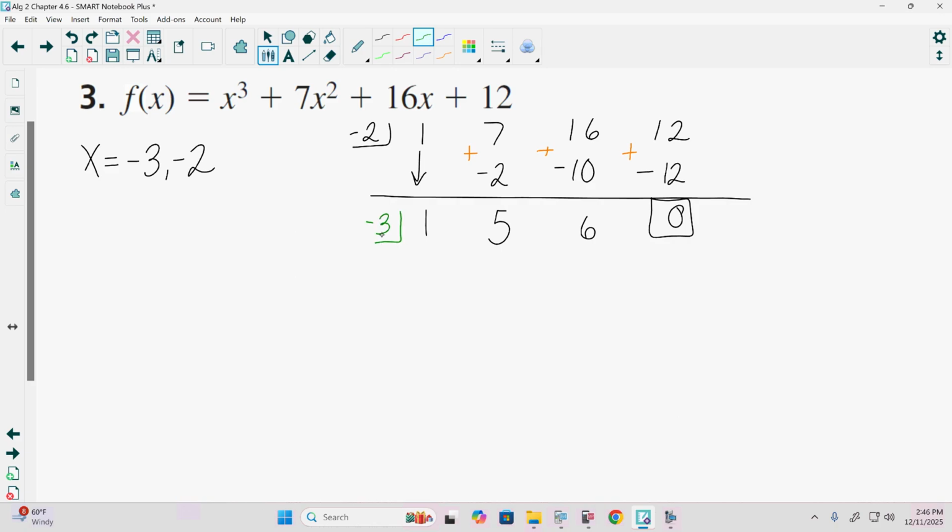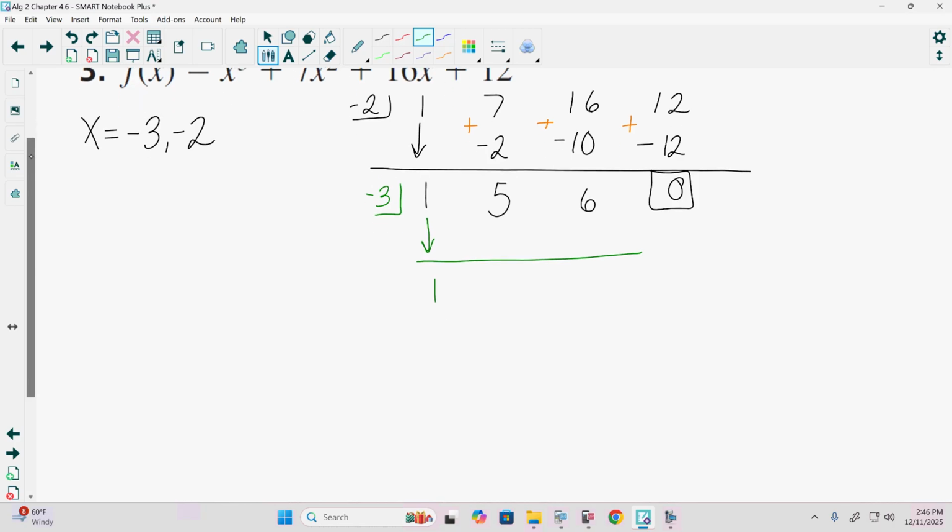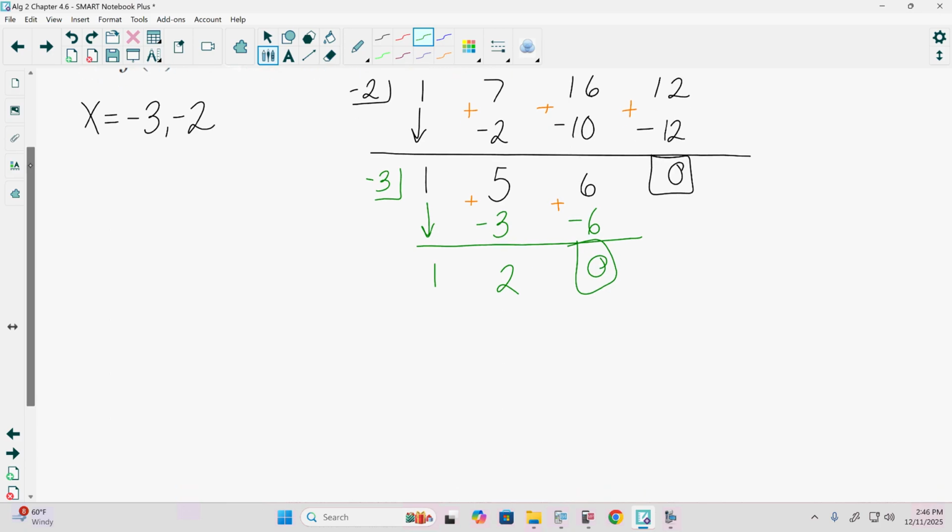And at this point here, we can use -3 and do it again. Now, -3 times 1 is -3. 5 plus -3 is 2. -3 times 2 is -6. And 6 plus -6 is 0. So even though the numbers changed, we still got to the same location.